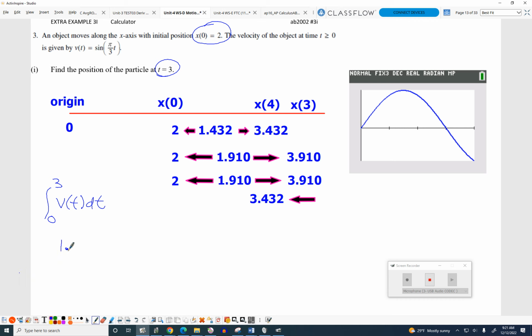So 1.910 does not represent how far the object necessarily traveled, but it does tell me the difference between where the object is at time 0 versus where the object is at time 3. That's why in this drawing I've tried to represent that at time 0, the object was at location 2. The object moved somehow, but it ended up 1.9 to the right of where it was. So now you know the object is located at location 3.9. Questions about anything?